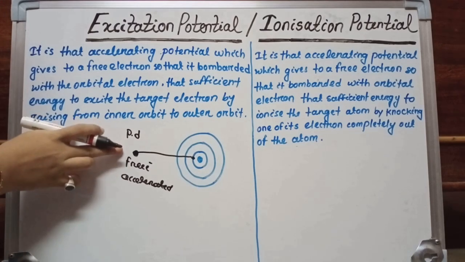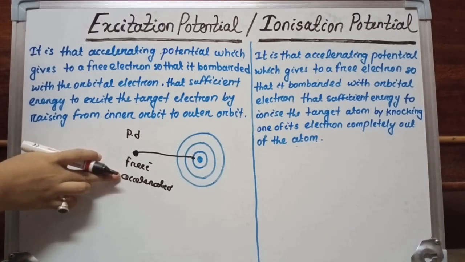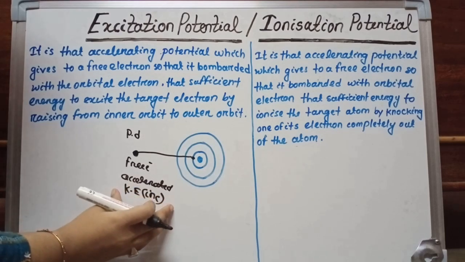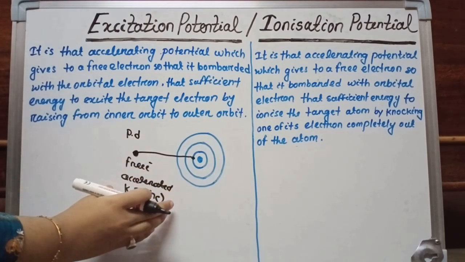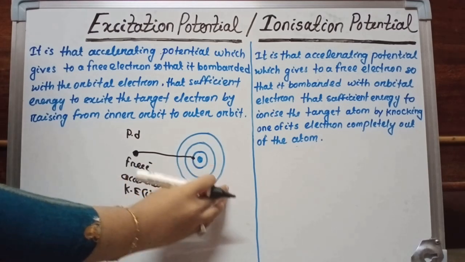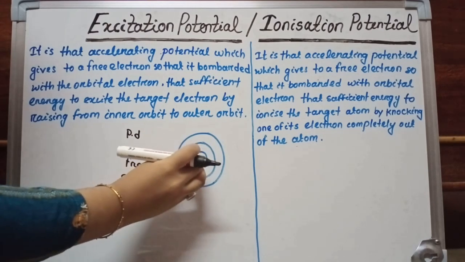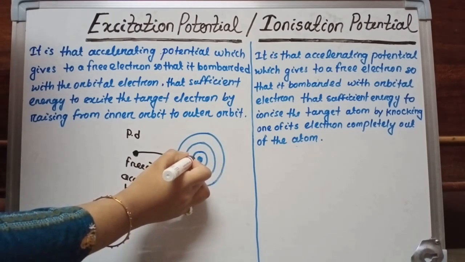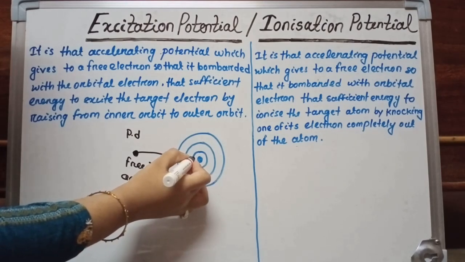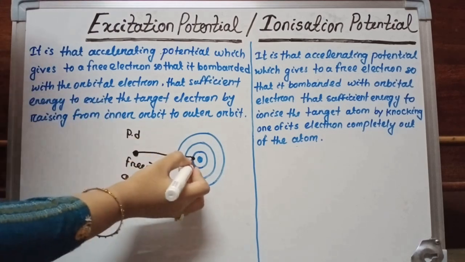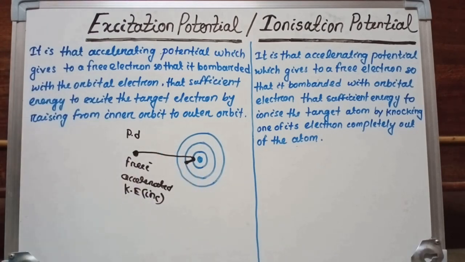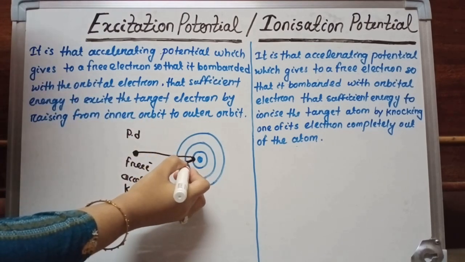As we provide potential difference to the free electron, that free electron is accelerated, and its kinetic energy also increases. Due to that sufficient energy, the atom gets excited as the free electron bombards the orbital electron. So that electron is excited and jumps from the innermost orbit to an outer orbit. That energy is called excitation energy. Here the electron jumps from the innermost orbit to the first excited state.